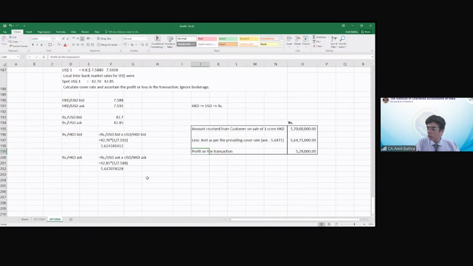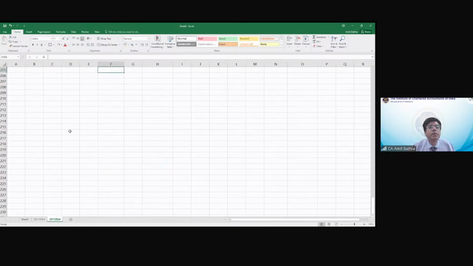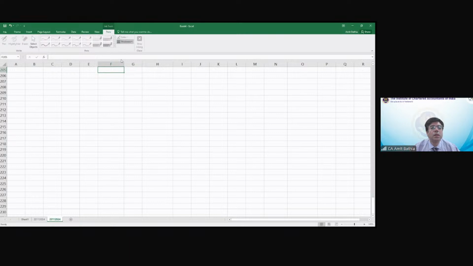Okay. So now we go to the next concept. We had discussed this in brief in the previous session, which is about spot rate and forward rate.